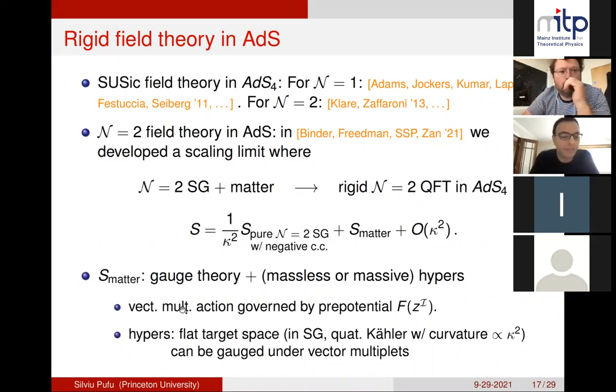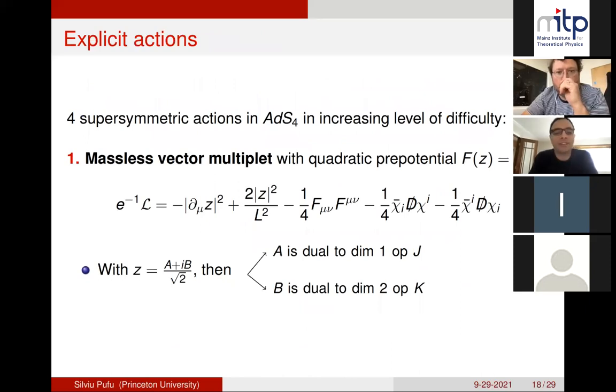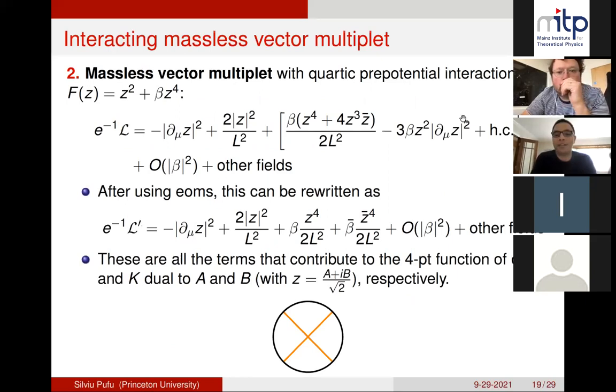This way we constructed some gauge theory with massless or massive hypers in AdS, and there are various Lagrangians that one can write down. Write down a Lagrangian for a massless vector multiplet with no interactions. It's just a quadratic Lagrangian. Then one can give it a quartic prepotential interaction, and there are some interaction terms that are written over here. One can simplify it, and the interaction terms would just look like that. This is just the expression for the scalar in this vector multiplet.